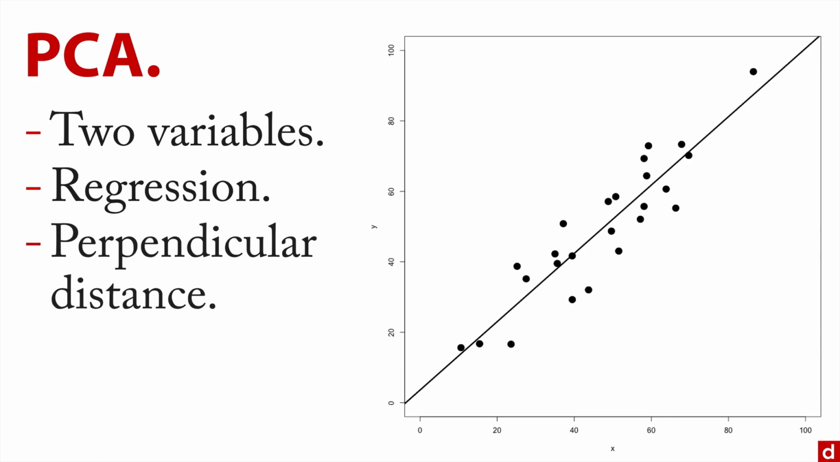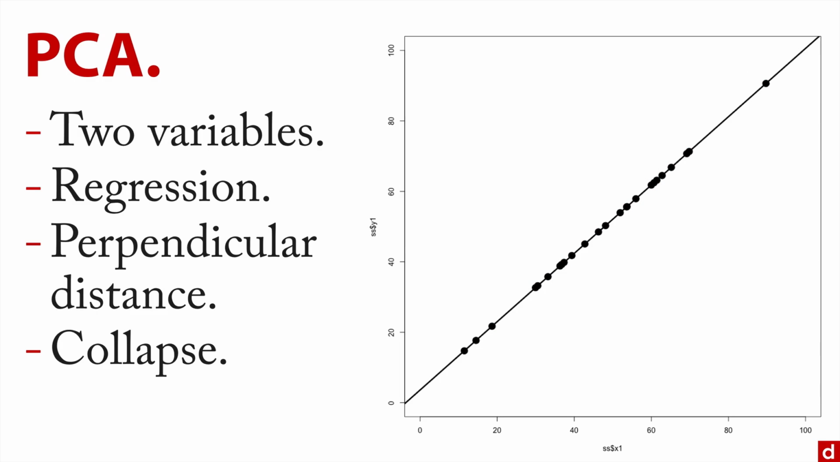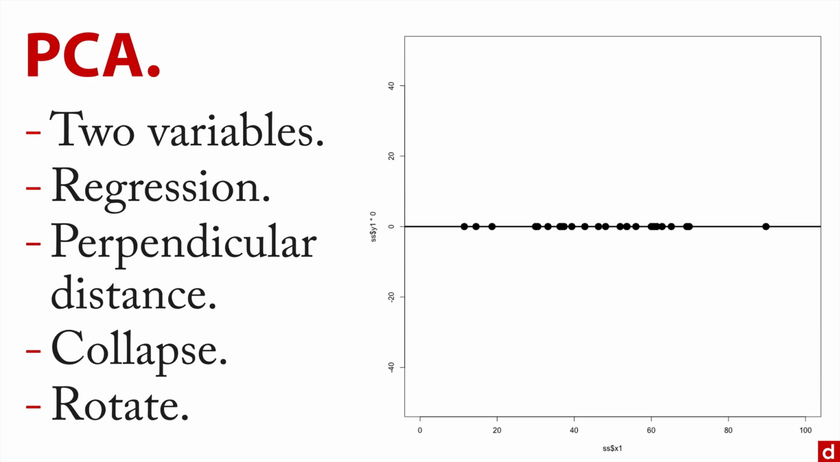And then we're going to measure the perpendicular distance of each data point to the regression line. Now, not the vertical distance. That's what we would do if we were looking for regression residuals, but the perpendicular distance. And that's what those red lines are. Then what we're going to do is collapse the data by sliding each point down the red line to the regression line. And that's what we have there. And then finally, we have the option of rotating it, so it's not on diagonal anymore, but it's flat. And that there is the PC, the principal component.